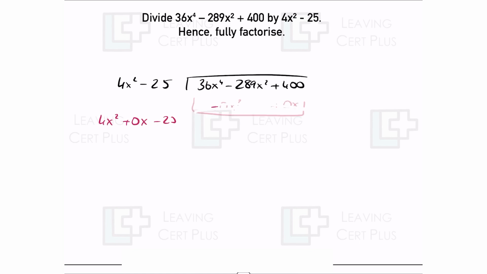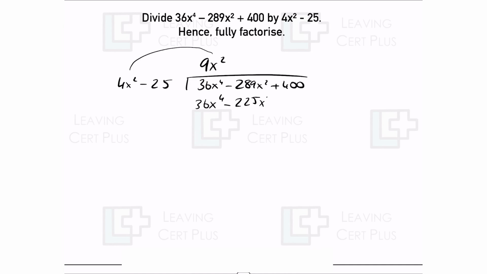So the first question you're asking is 4x squared, what do we need to multiply that by to get 36x to the power 4? The answer there is 9x squared. Now multiplying that 9x squared, you're going to get 36x to the power 4, and 9 by 25 is going to be 225. So that's going to be minus 225x squared. So now you have to take away that line, so that's negative and that's positive. So you're going to be left with a minus 64x squared here, and you can bring down there 400.